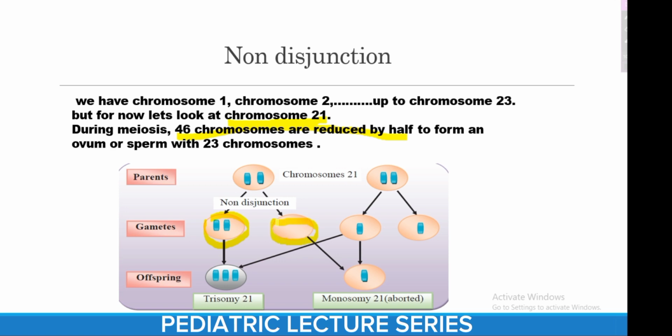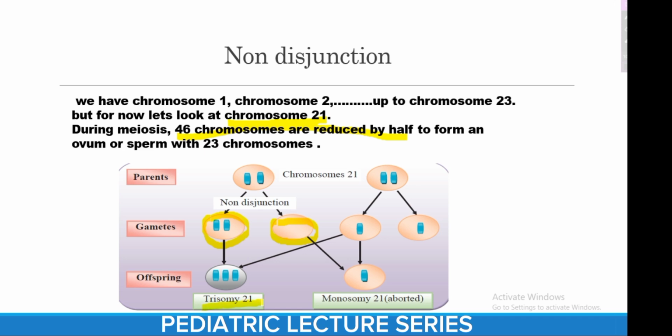It means that during meiosis, instead of the chromosomes separating and going to different cells, they end up going to the same gamete. So, in case this gamete that has received an extra chromosome fuses with another gamete from the other parent during the fertilization process, the overall chromosome content in this offspring is going to have three 21s.